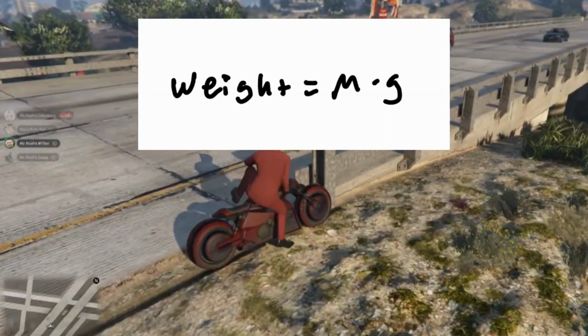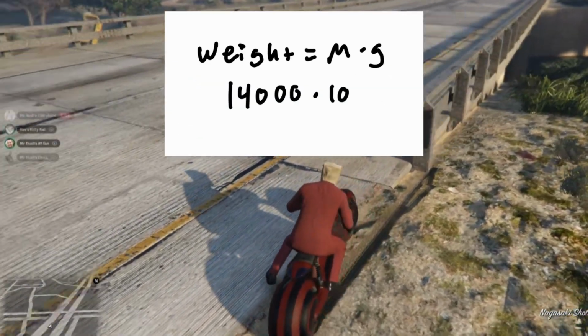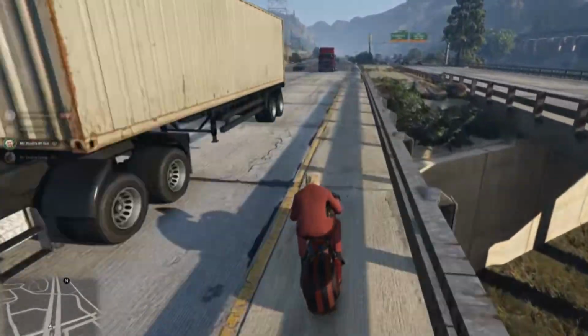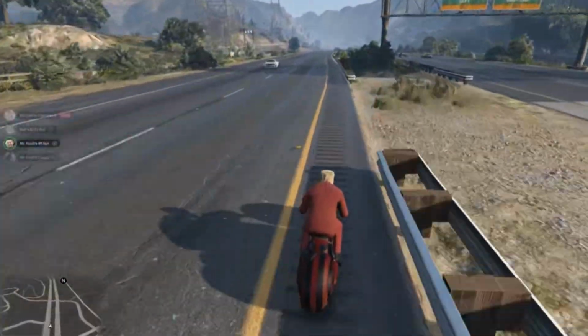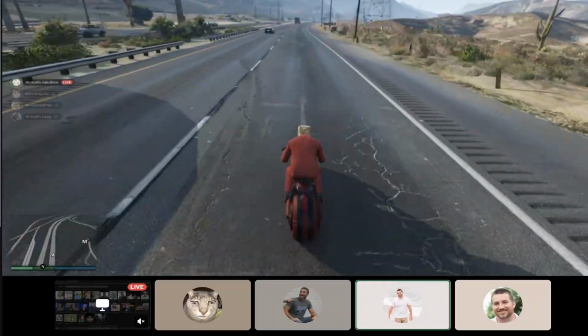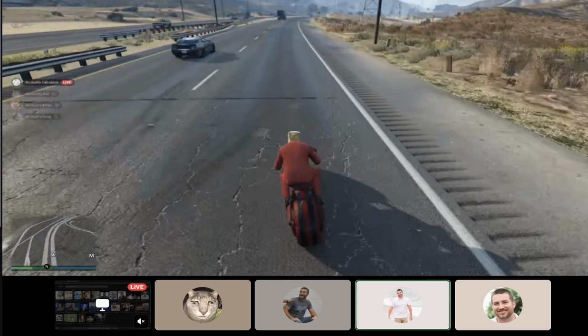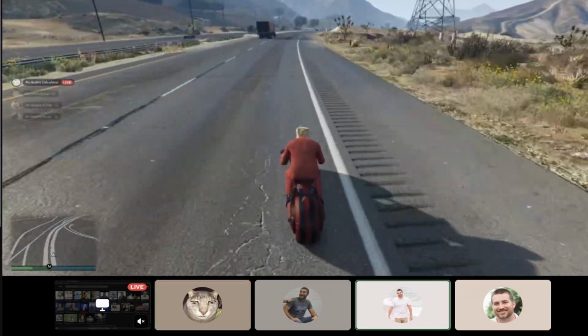To find the weight of the plane, we have to use mass times gravity, meaning we do 14,000 times 10 to get 140,000 newtons. In order to take off, the lift force must be at least equal to the plane's weight. So let's calculate it using the lift equation stated here, which is 1/2 times air density, which is 1.2, times velocity top minus velocity bottom squared, times the wing area, times coefficient of lift, which is 1.5. In this case, the plane won't have enough lift in order to take off.